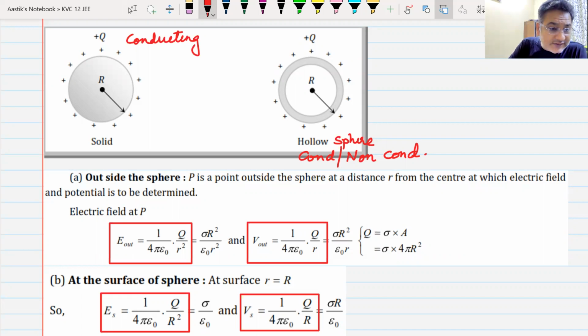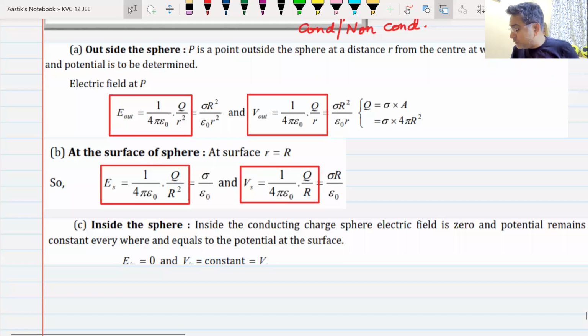What does change though is inside the sphere, because inside the sphere, if you apply Gauss law, there is no charge coming inside the sphere. Since there is no charge, there is no flux, and hence there is no electric field. So by Gauss theorem you can understand that the value of electric field at any point inside this sphere would be zero, and therefore your potential, remember, would be constant. So remember, electric field at any point inside is zero.